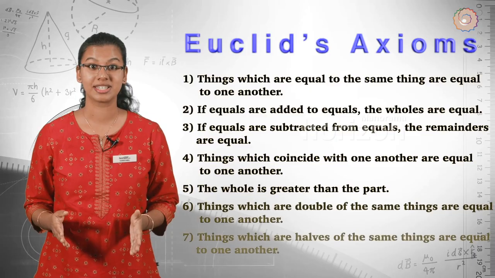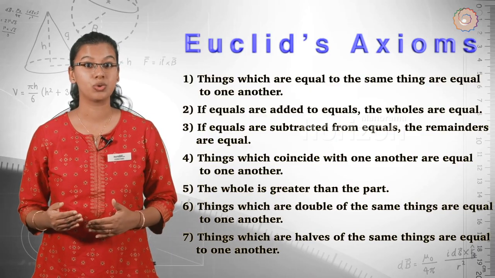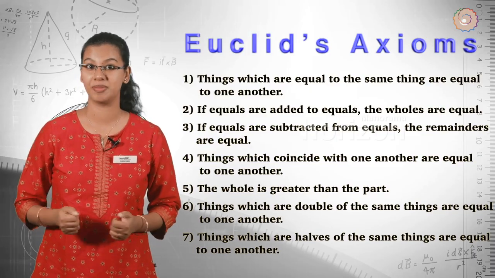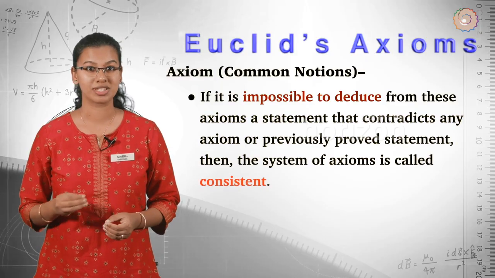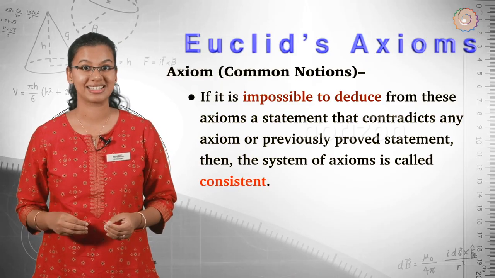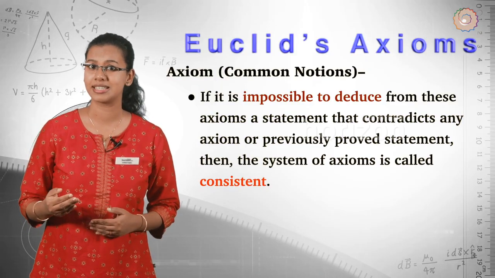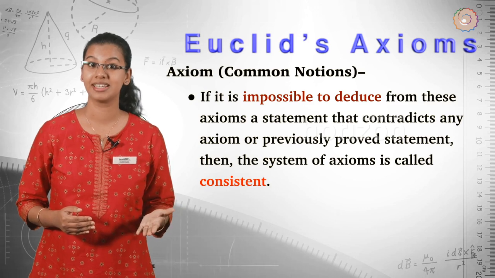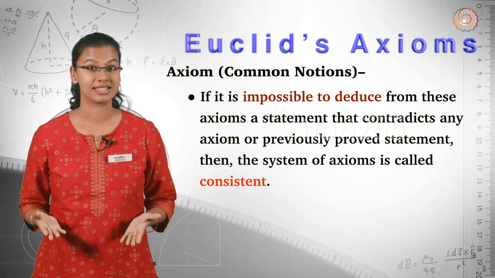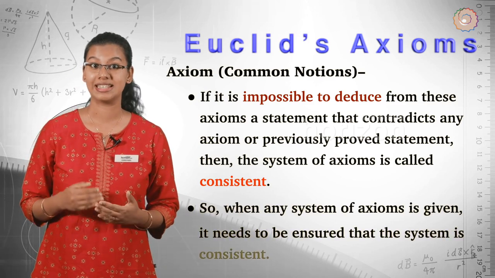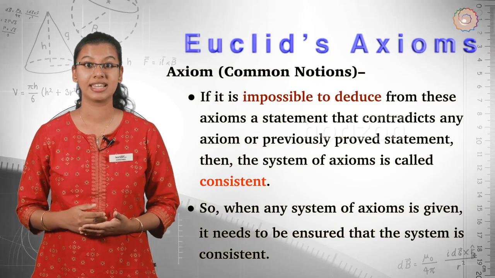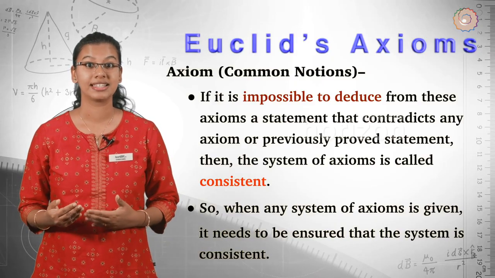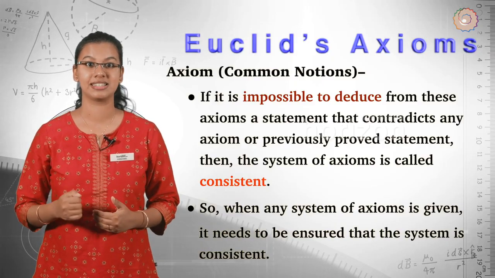From these axioms, we can further deduce and prove more statements related to geometry. And if it is impossible to deduce from these axioms a statement contradicting any axiom or previously proved statement, then they are called consistent. So when a system of axioms is given, it needs to be ensured that the system is consistent.